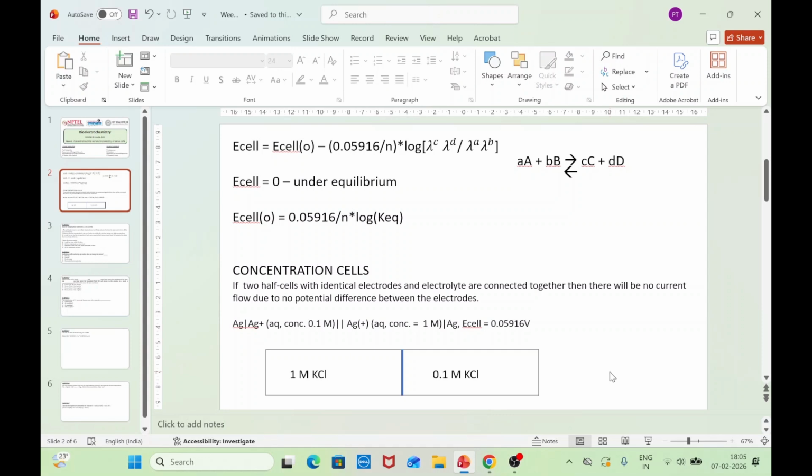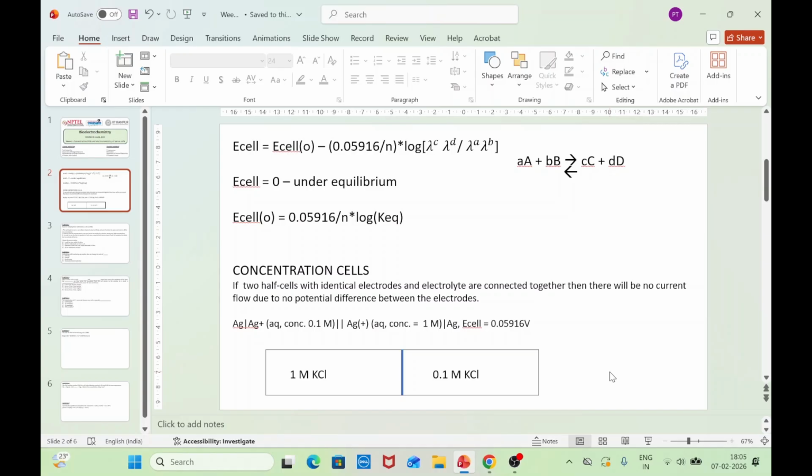Now because of this concentration difference, there will be a diffusion of the ions from the left hand side to the right hand side, and this membrane that is separating both these cells is a porous membrane. However, it is semi permeable in nature. The exact meaning of semi permeable is that it is permeable to only selective ions and not to all the ions in the system.